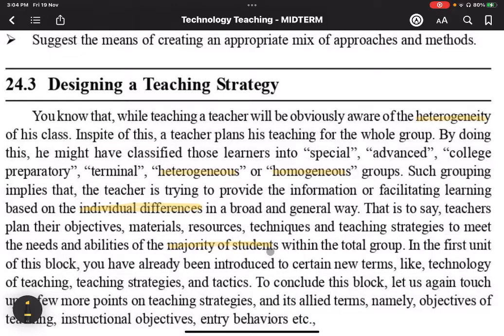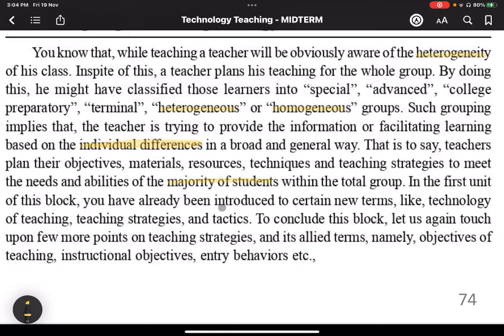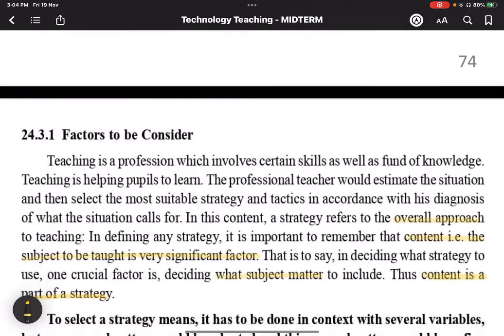Okay, so by knowing those differences, you can appreciate how to meet the needs and abilities of the majority of the students within your class. In the first unit of this block, you have already been introduced to certain new terms like technology of teaching. So na-discuss natin yan before sa prelim at saka sa midterm. Now, babalikan uli natin yan. Yung ibang term sa kanya like objectives of teaching or instructional objectives and also yung entry behavior.